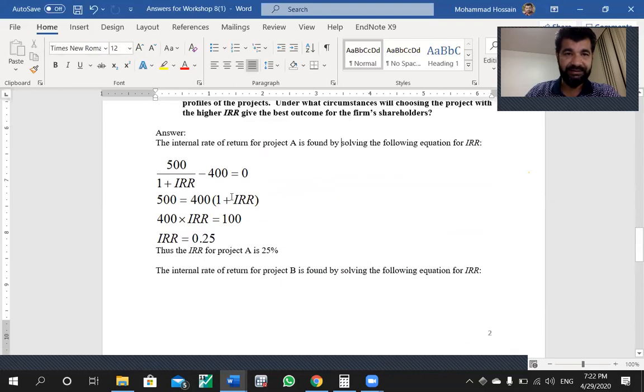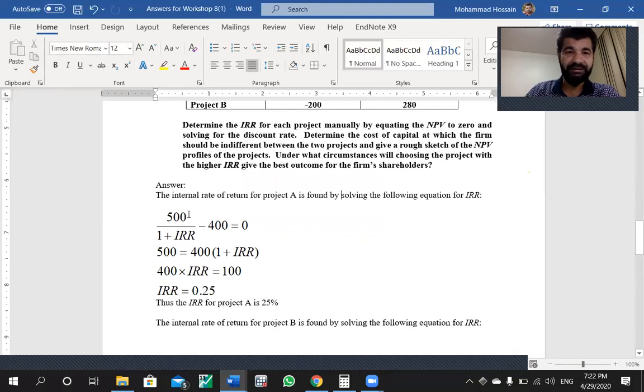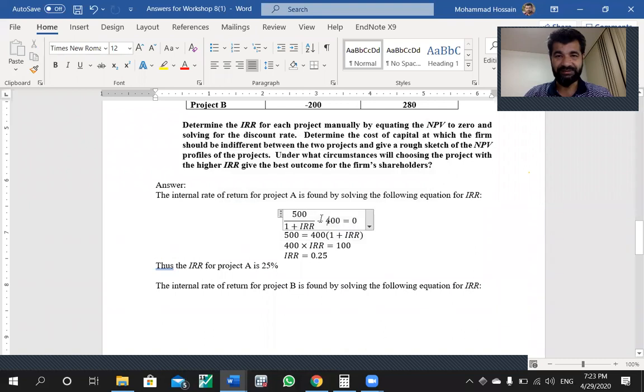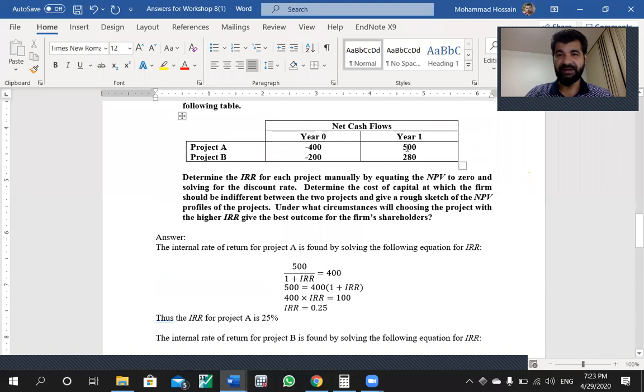So this is 1 year. Look, this 400 is supposed to be on the other side, so this should be your equal sign. So 500 equal to 1 plus, look here, future value. Future value is 500 for project A: 500 divided by (1 plus R) to the power n. And n equal to 1, that's why it is very simple.